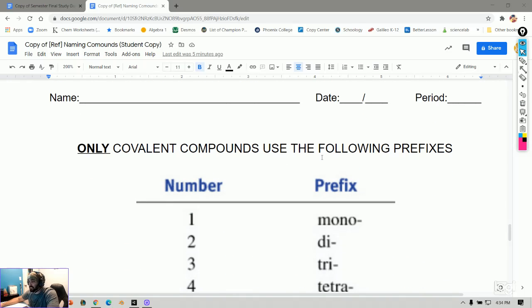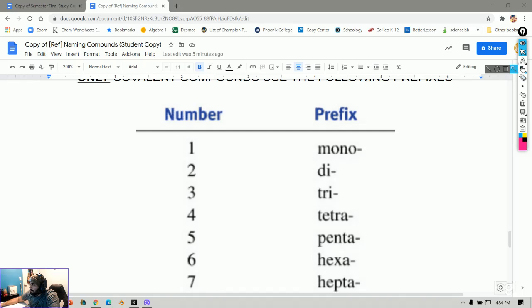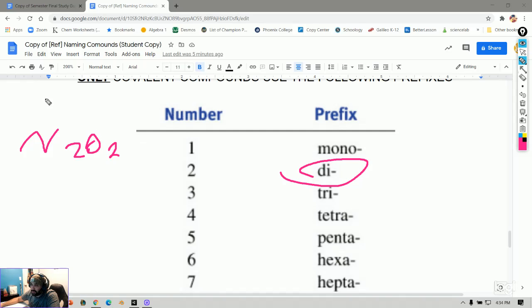And then the last thing you need to know is the prefixes. And this goes for covalent compounds. Remember, covalent compounds are two non-metals. If you have 2 non-metals, this is called a covalent compound. Let's say I have something like N2O2. Well, 2 is di, so you would call this dinitrogen dioxide.